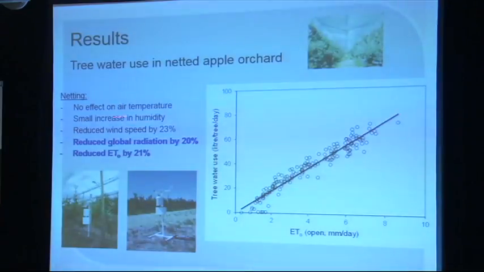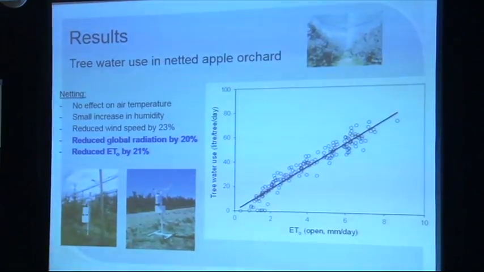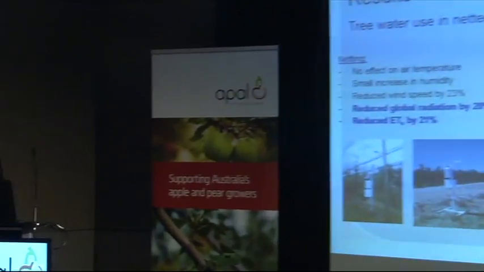And this is the point I wanted to emphasise on this slide here, is that in a netted orchard like this, we're getting about 20% reduction in radiation going through, basically getting taken out by the netting. And that had about a 21% reduction in our ETO. So I think for the purposes of irrigation management in netted orchards, if you know how much radiation is being knocked out by your netting, then you can do a simple adjustment of your reference crop evapotranspiration, ETO, depending on how much radiation is knocked out by the netting.